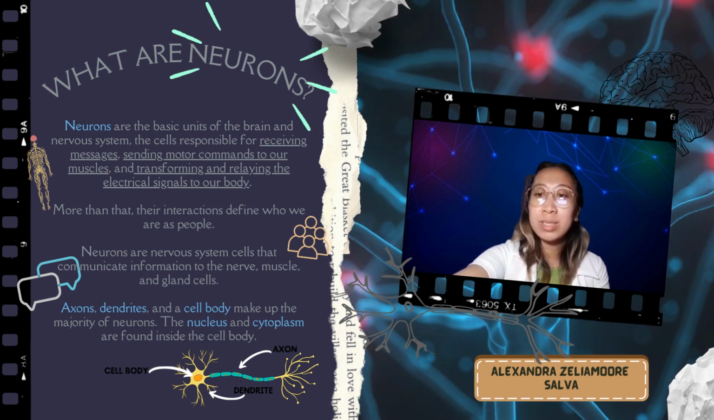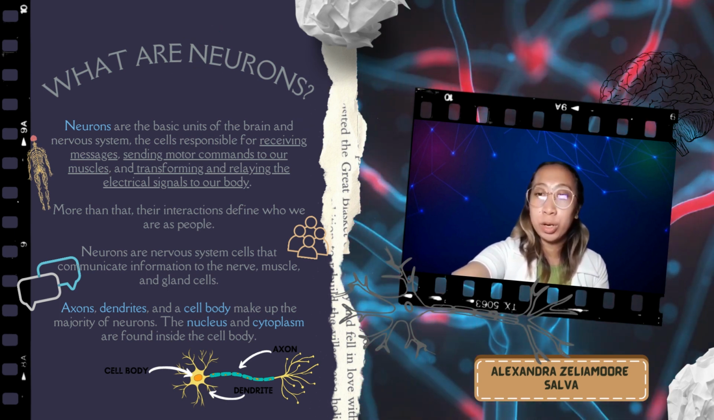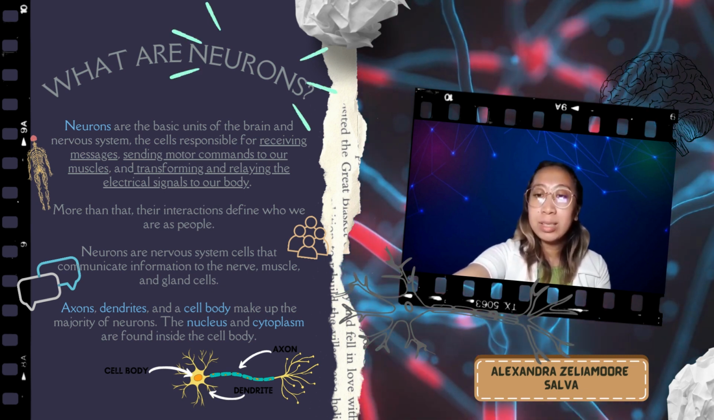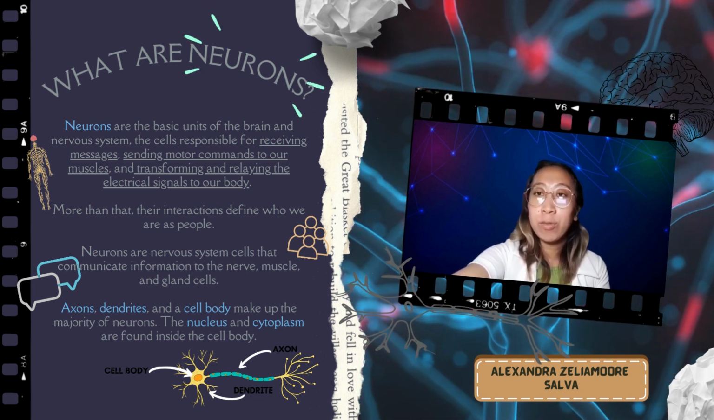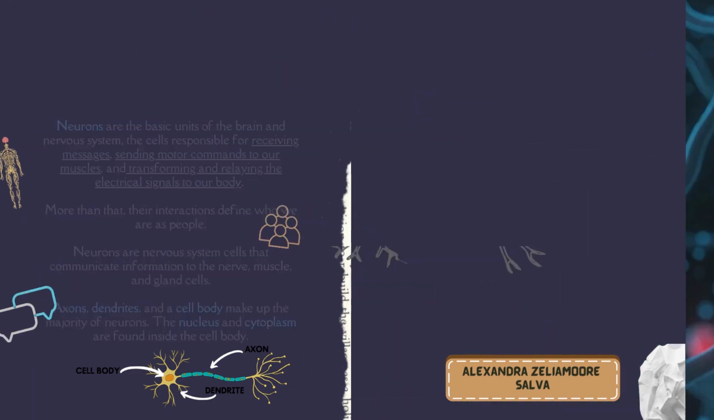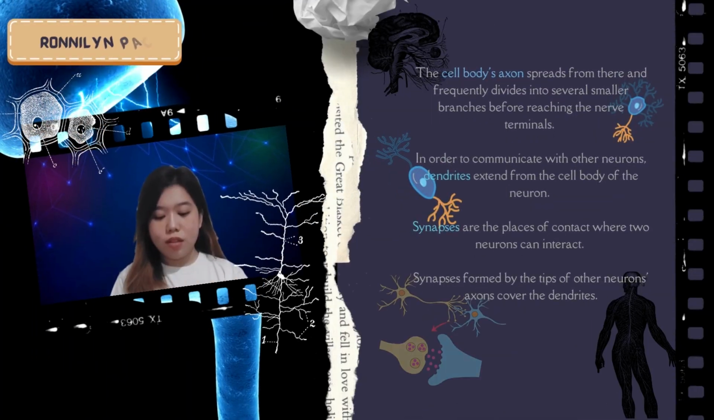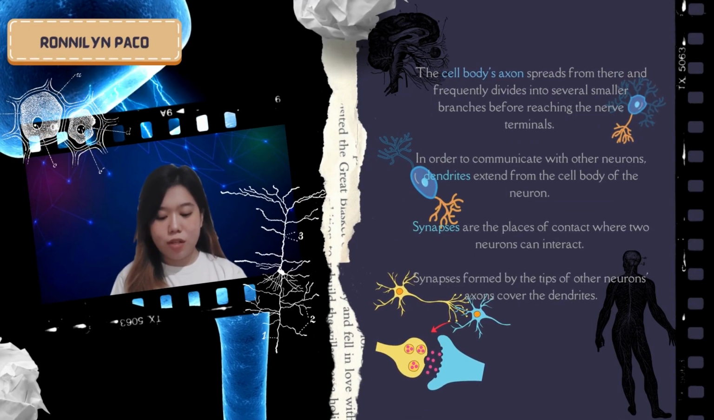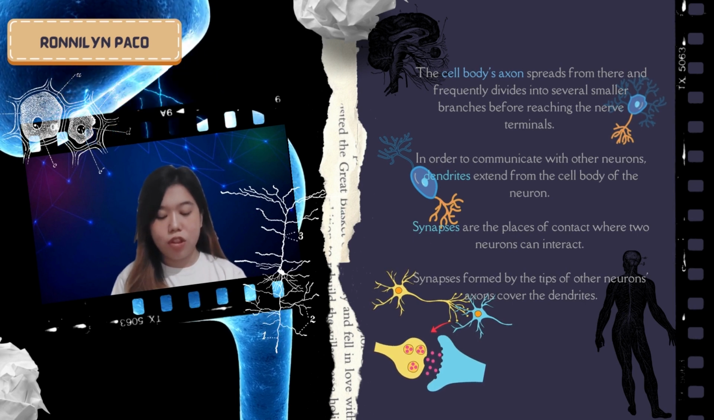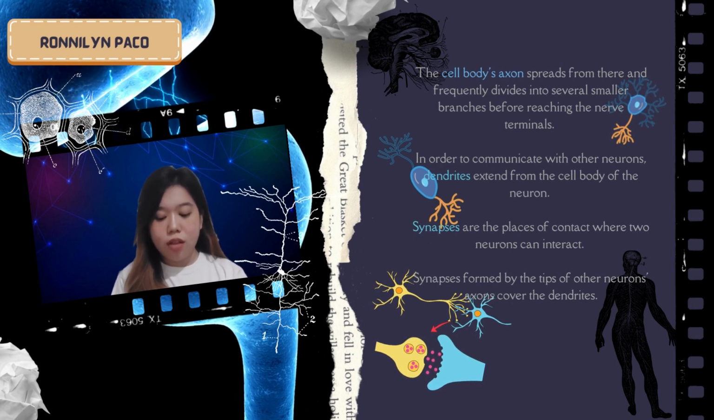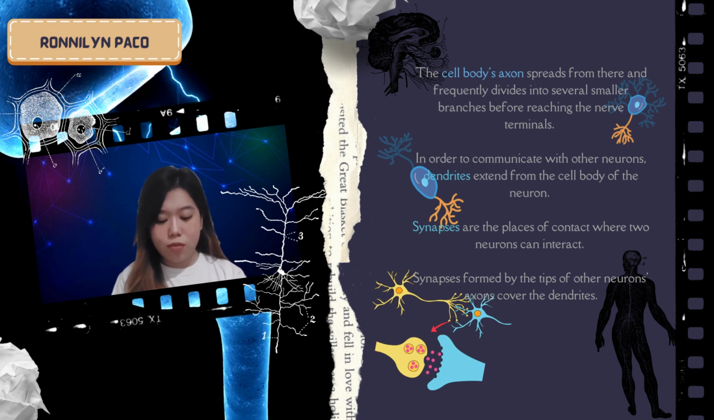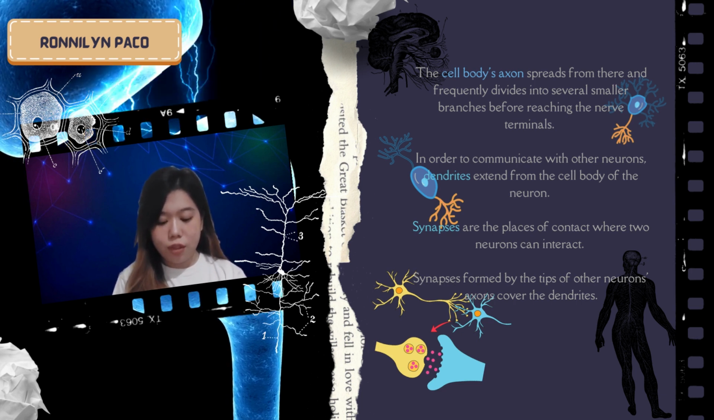Neurons are nervous system cells that communicate information to the nerve, muscle, and gland cells. Axons, dendrites, and a cell body make up the majority of the neurons. The nucleus and cytoplasm are found inside the cell body. The cell body's axon spreads from there and frequently divides into several smaller branches before reaching the nerve terminals. In order to communicate with other neurons, dendrites extend from the cell body of the neurons.